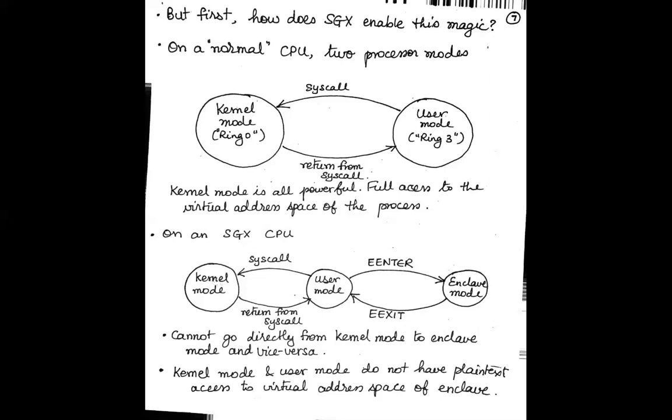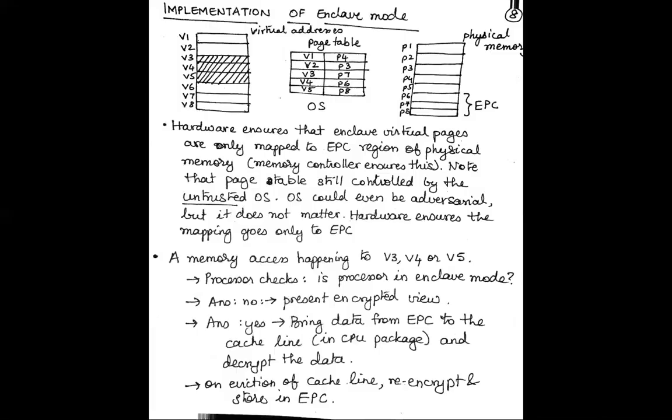Okay, so if you have code that's running in kernel or user mode, the SGX ensures that it does not have plain text access to the virtual address space of the enclave. To be able to access the virtual address space of the enclave, you have to be in the enclave mode of the processor. That's the guarantee that the hardware provides. So here is how that is implemented.